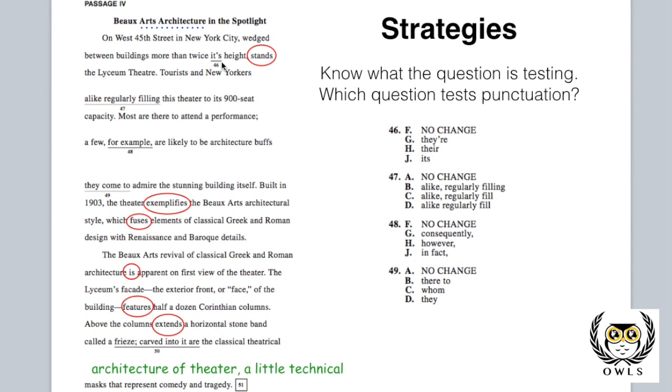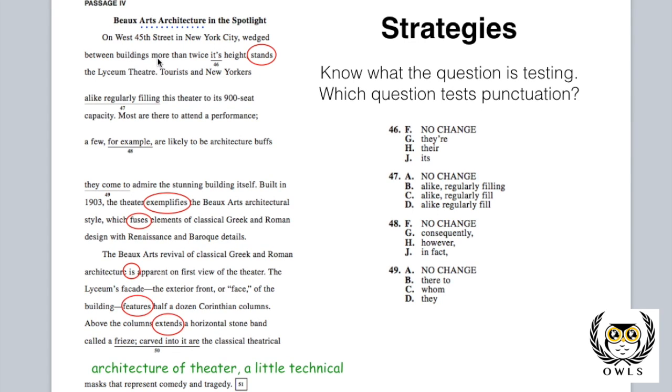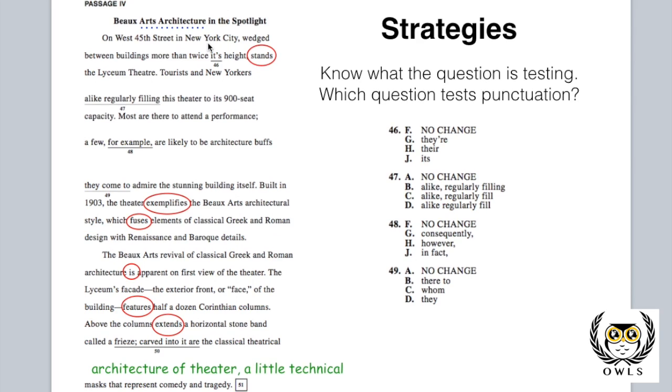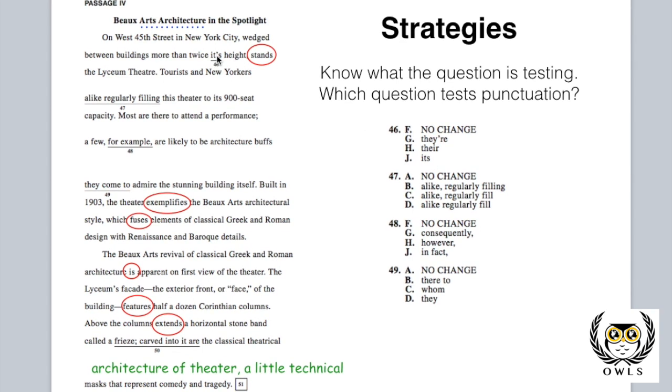In the first passage, I can look at the underlying parts. Between buildings more than twice its height. I'm talking about this theater, so it's going to be an it. I can take away there and there, which suggest a group of things. It's either it's with an apostrophe or it's without an apostrophe. I'm expected to know that it's with an apostrophe means it is, and this one shows possession. I want to say that the theater is between buildings more than twice its height. And the answer here is J.